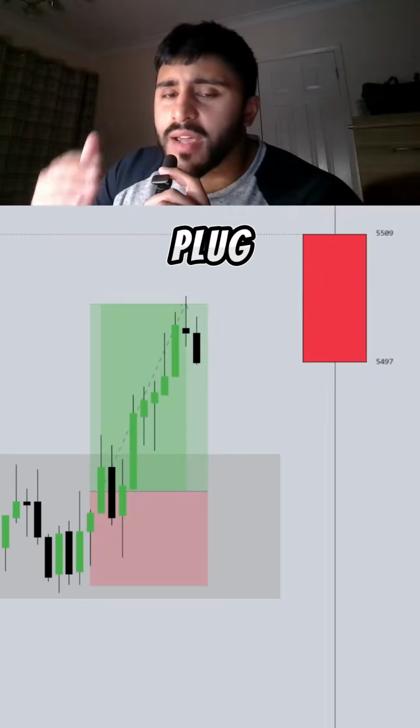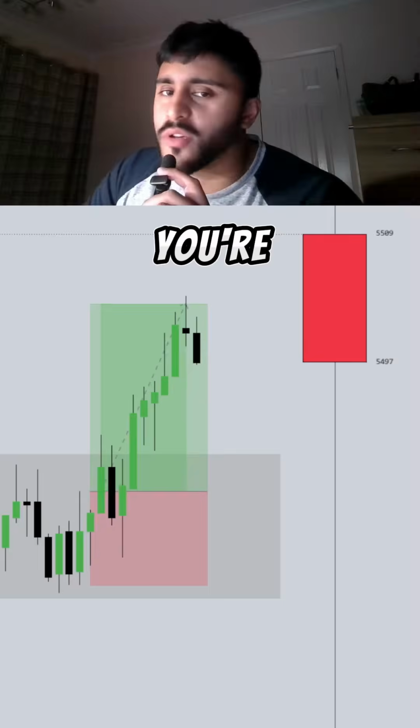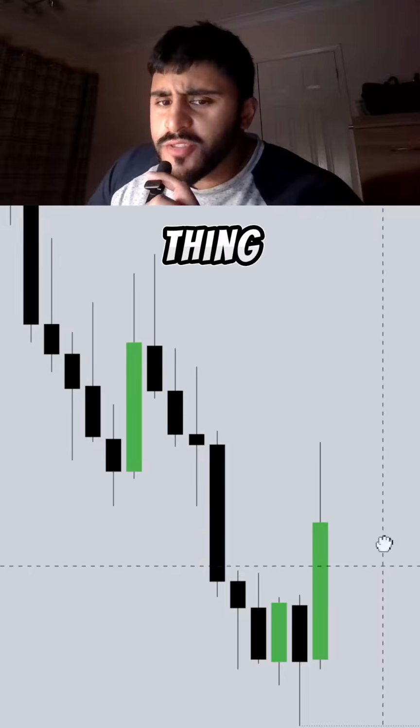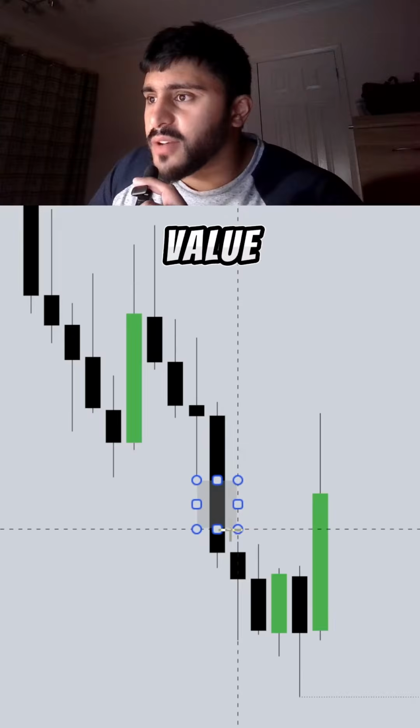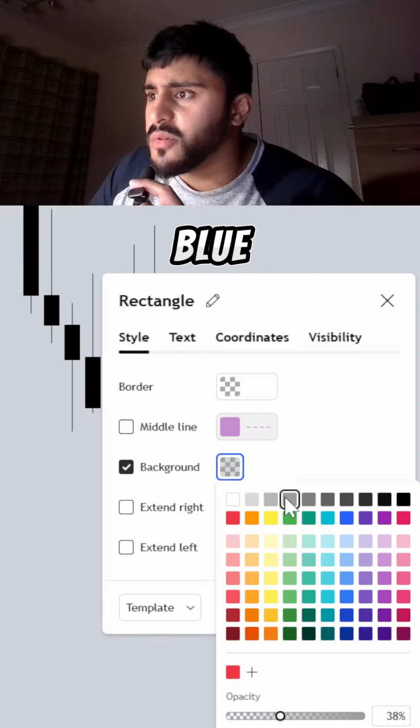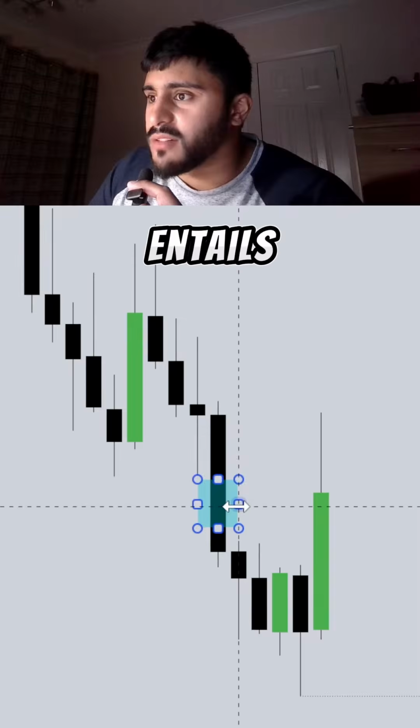Entry model you can plug and play tomorrow in the markets if you're looking for a strike rate above 50. So the first thing I'm looking for is a fair value gap on the 5-minute time frame. So this is in fact the fair value gap, not the point of interest. I'm going to label this in blue, and this is exactly what my entry model entails.